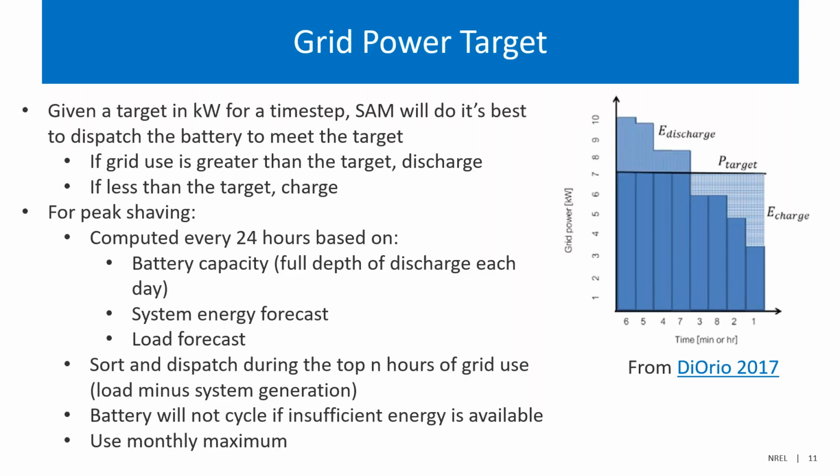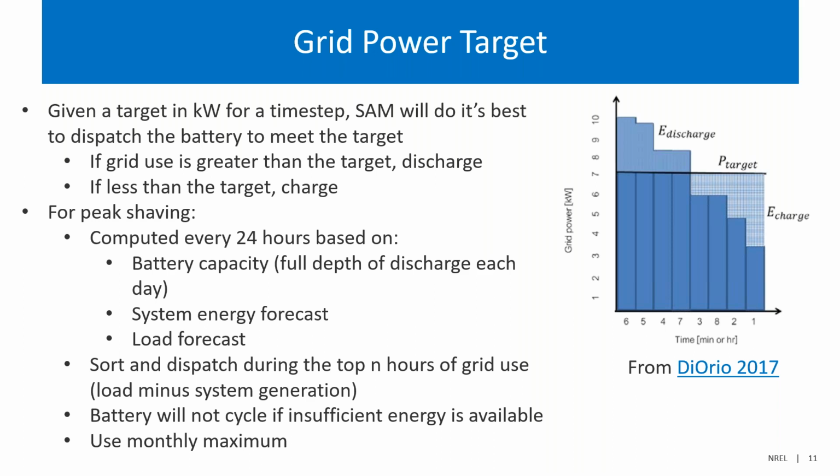So while we're waiting for the REopt call to cancel, I'll just describe the grid power target, because I think some of the concepts here will be useful for understanding the optimal dispatch. So 3 of the SAM dispatch algorithms work on what we call grid power targets, and that target is a number in kilowatts. In the example there on the right, it's 7 kilowatts. And so for a given target in a time step, SAM will do its best to dispatch the battery to meet that target. So if the projected grid use, or load minus generation, is greater than the target, the battery will discharge in order to try to bring that grid use down. And if it's less than the target, it will charge.